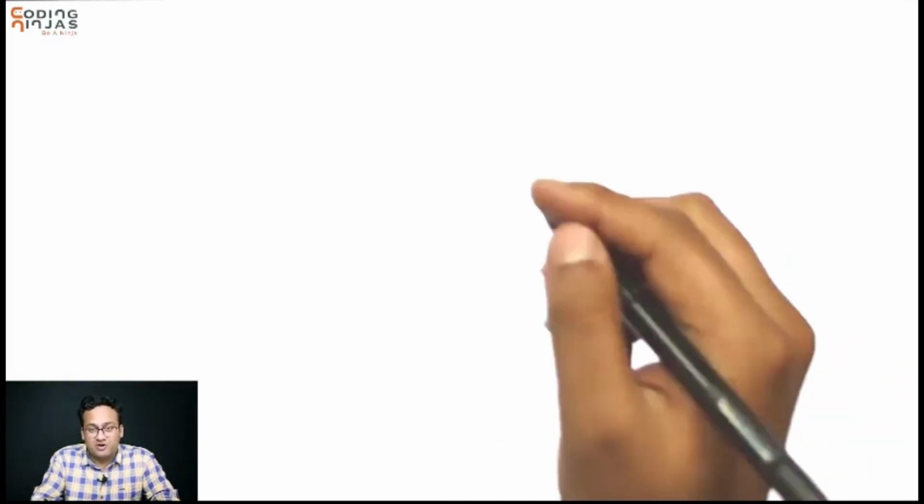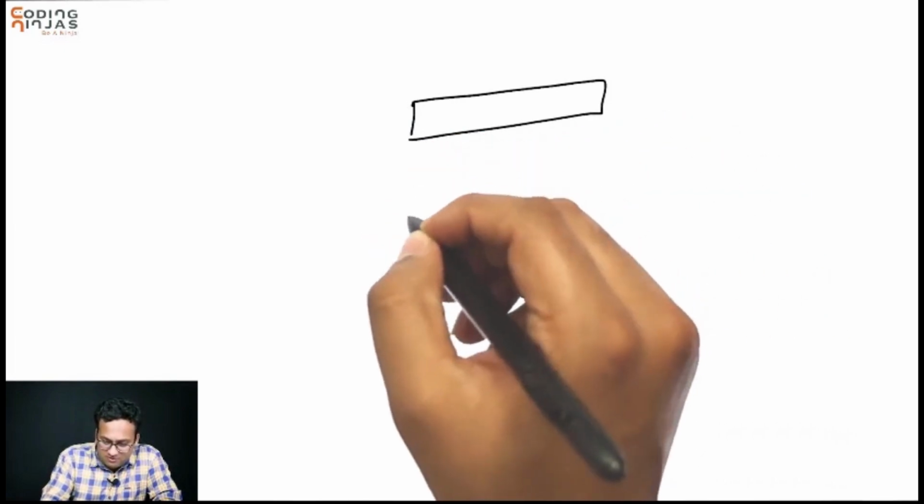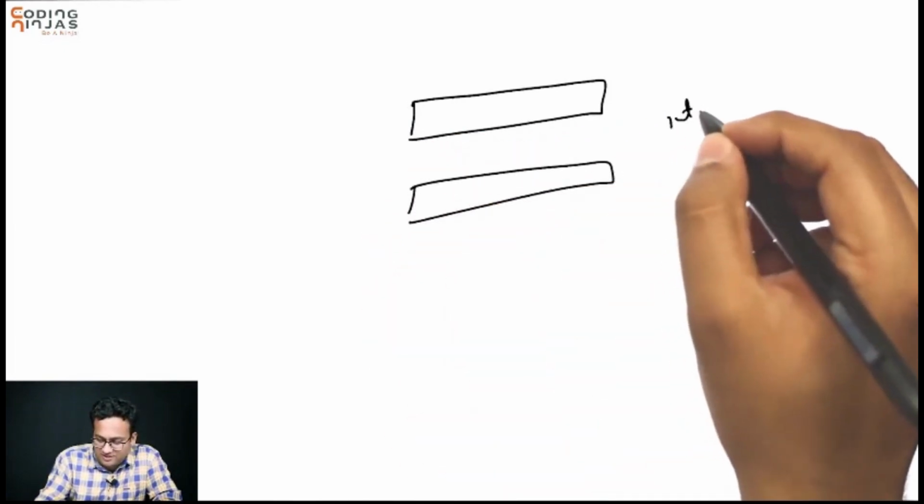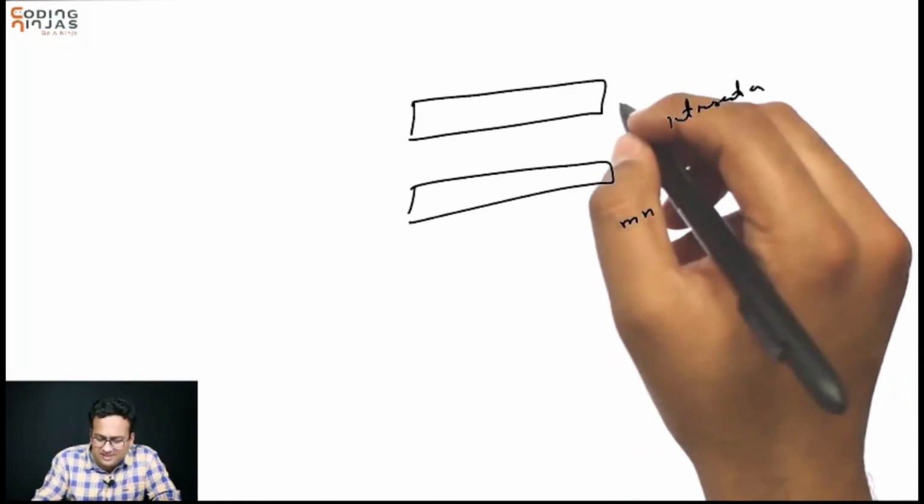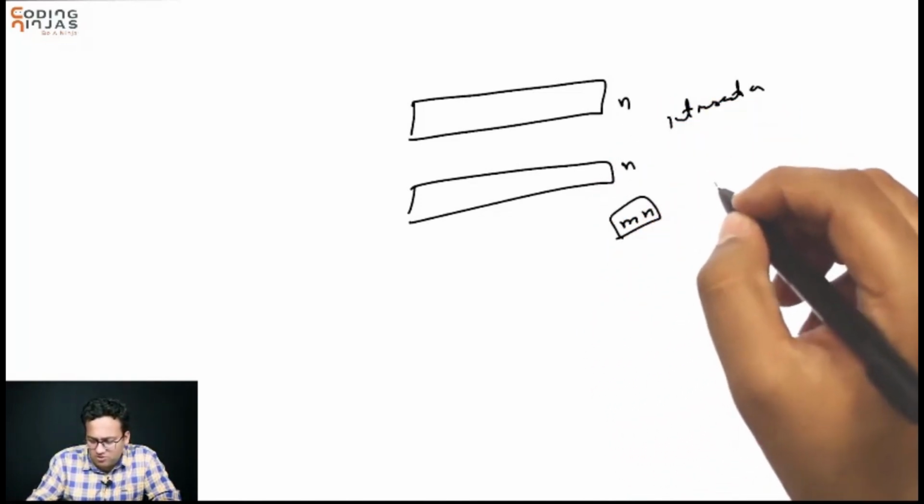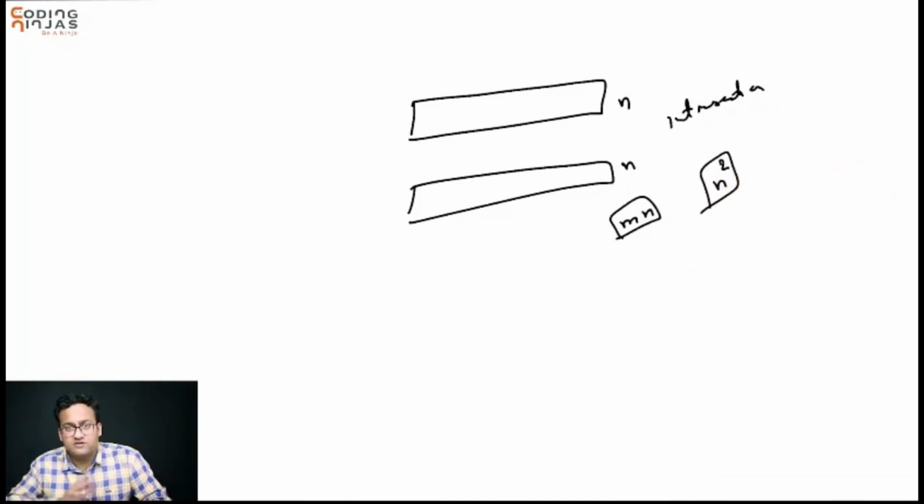Okay, coming back to the problem that we have. This is the problem: we have to find the intersection. Now you are doing mn work, and if both arrays are almost in the same range, then you are doing n square work.